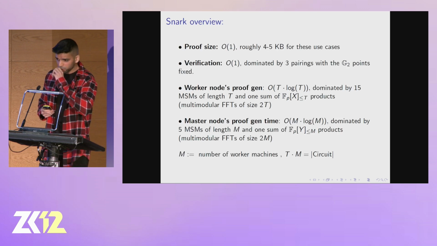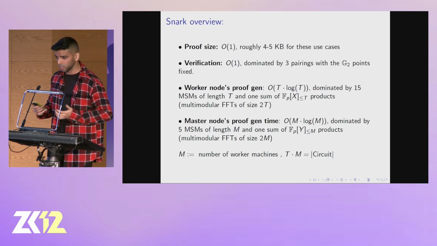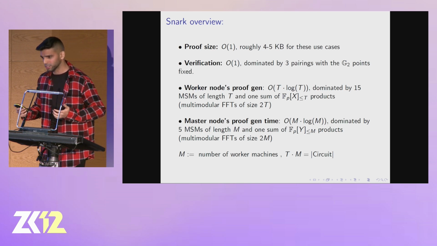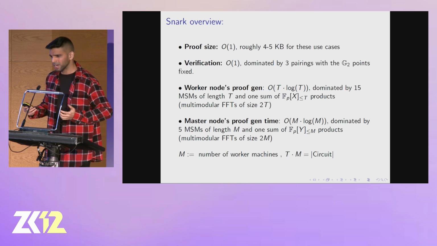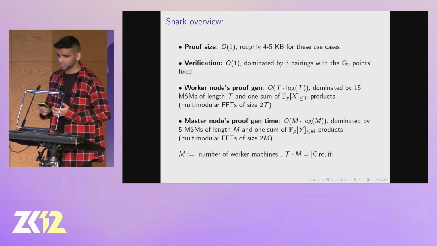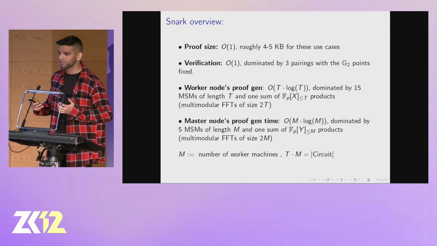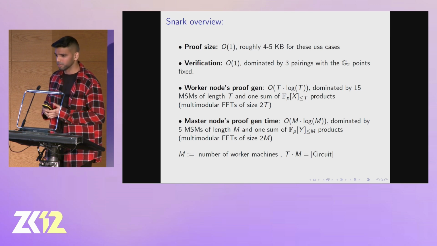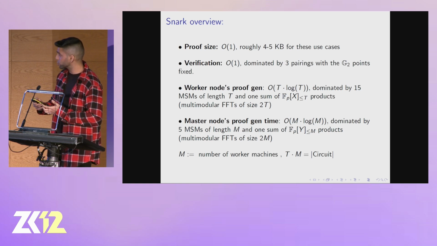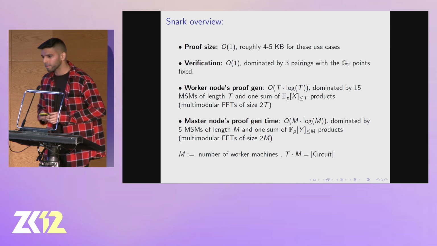Okay, so a brief overview of the Snark. Because we use KZG, a downstream effect is that the proof size is constant, as is the verification time and the communication complexity between the machines. The worker node's proof generation time is dominated by the MSMs, and to a much lesser degree, the sum of polynomial products he computes using the multi-modular FFTs. The case of the master node is fairly analogous, except the parameters are much smaller in this case. So the MSMs are of length at most m, m being the number of machines, which in practice is quite small.